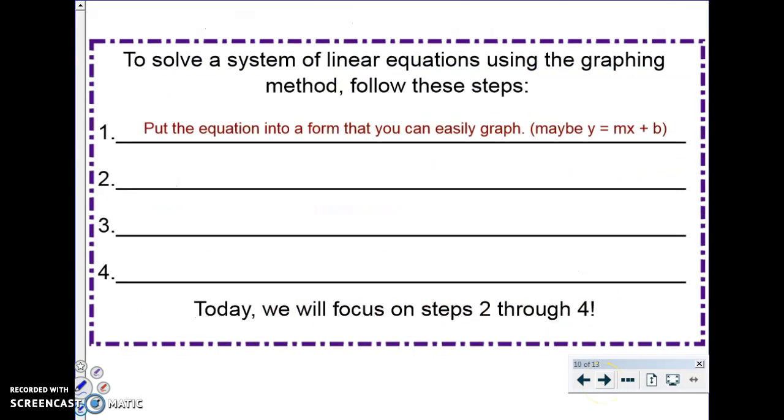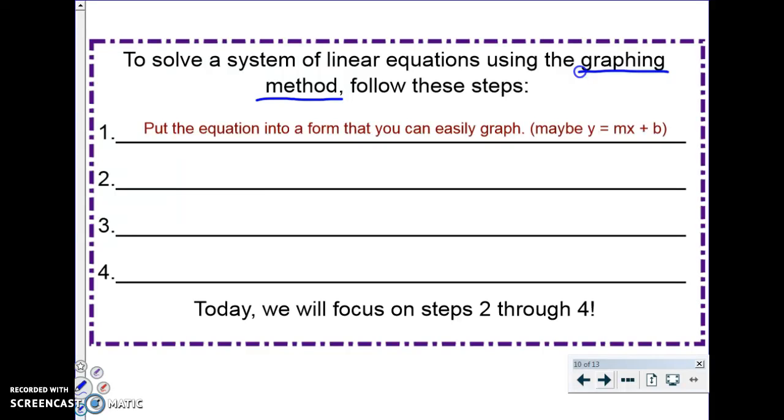Okay, and then we talked about the steps to solve a system using the graphing method. So again, this lesson's focus is only the graphing method. There are two other methods that we are going to work on before the end of the year. So step one is to put the equation into a form that you can graph easily. So maybe y equals mx plus b, but if you like using the intercept method and the equation is in standard form, you can do that as well.